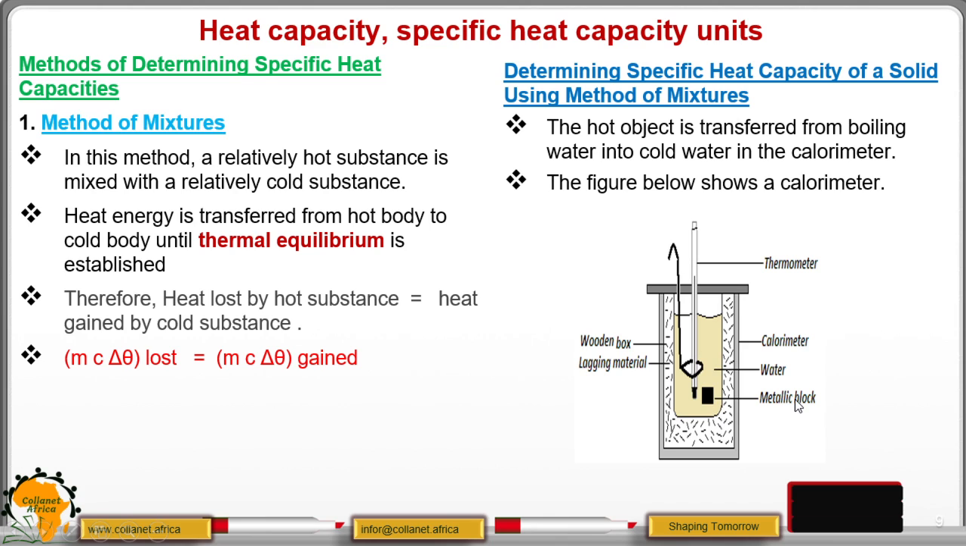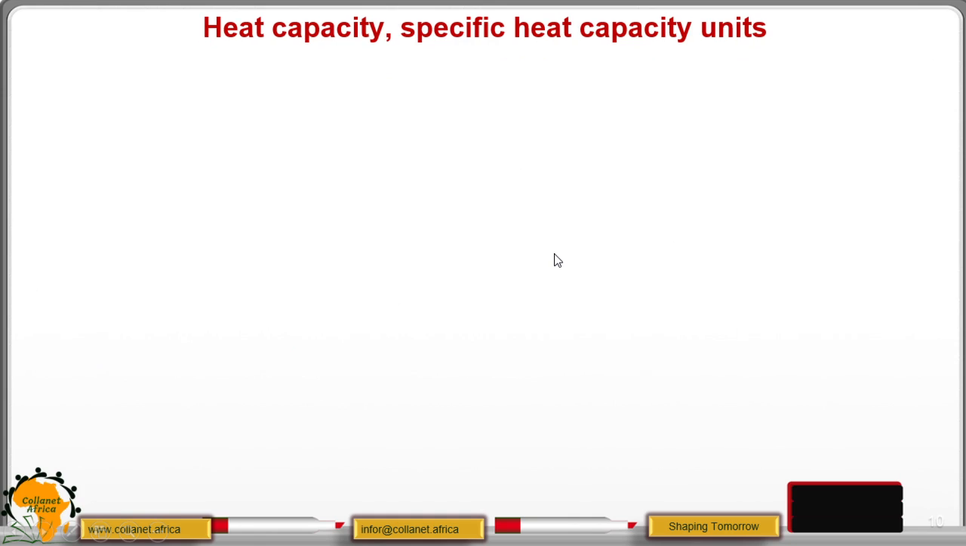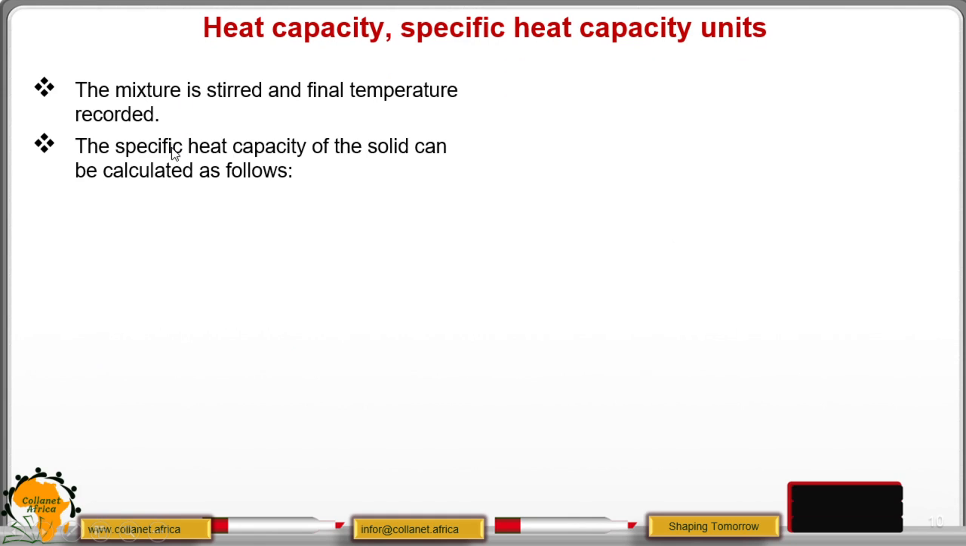Then this is our metallic block. So we have moved this metallic block from the boiling water and we have placed it inside the calorimeter. Then we have stirred to ensure that we have uniform body temperature. Then after doing that, we proceed as follows. The mixture is stirred and final temperature recorded.